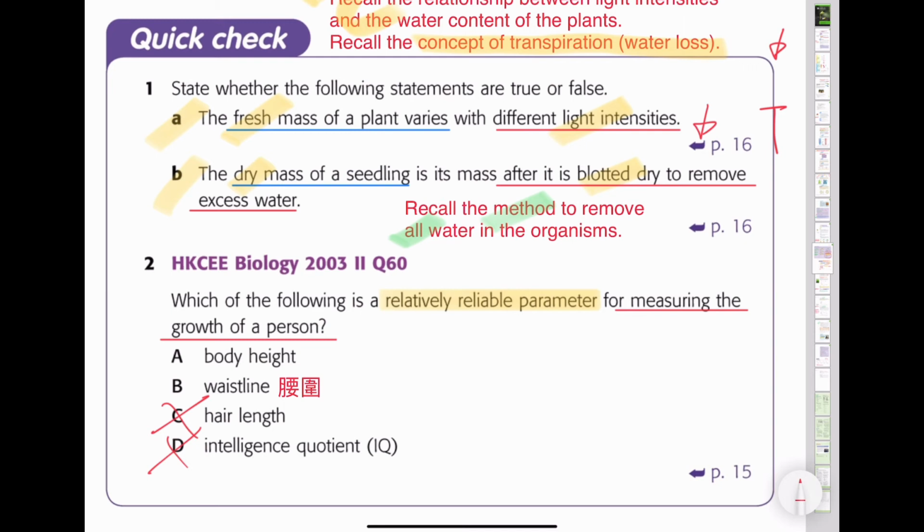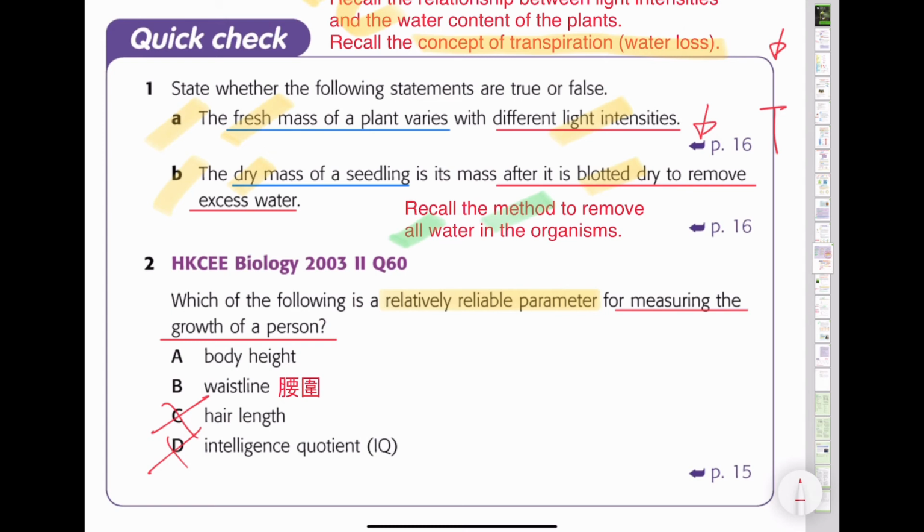So that's why C and D are not that reliable, because when you are a teenager at puberty, your height and your weight are growing. The length of your limbs, your arms, your legs is also increasing, right? So for A and B, body height and the waistline.